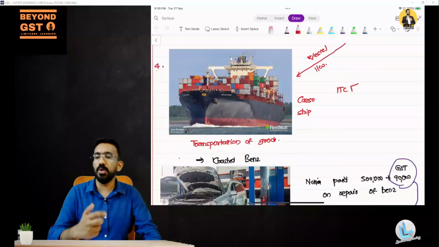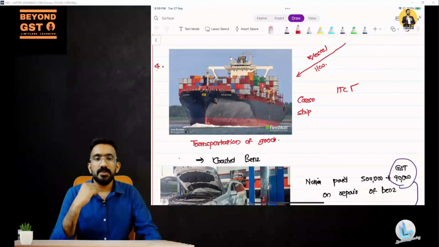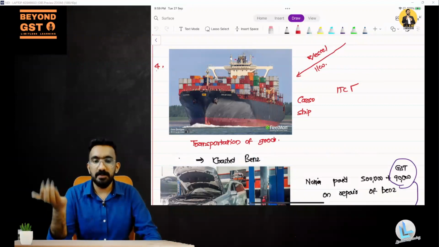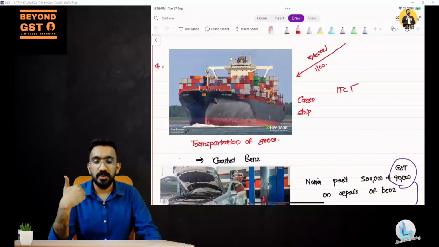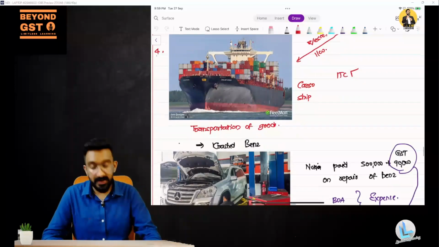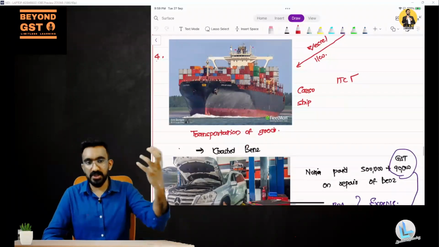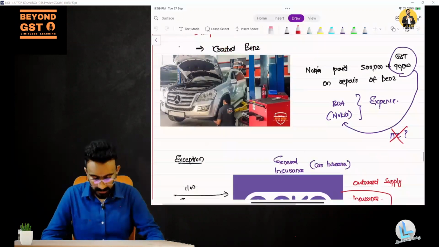Vessel includes boat, ship, and everything. Okay. That's the definition that we have given for vessel. Now, say for example, if I'm purchasing a cargo ship, then I can take the credit because that particular vessel or aircraft is meant for transportation of goods. You can take the credit. Or FedEx, that courier company, purchases an aircraft for transportation of goods. They can take the credit.